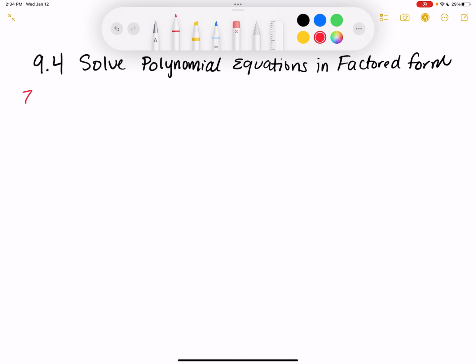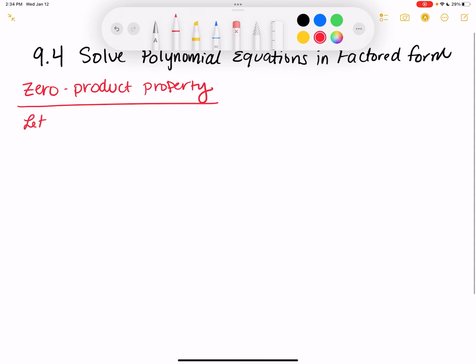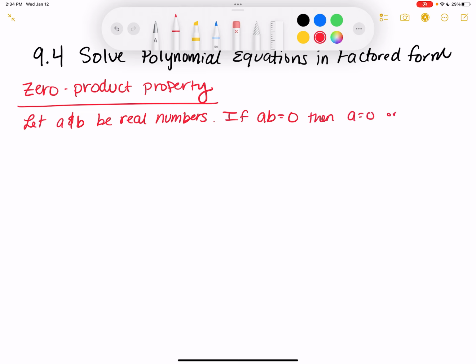Alright, so we have what we call the zero product property. Hardest property you'll ever hear. Just very sarcastic in case you didn't catch that. Let A and B be real numbers. If A times B is equal to 0, then A is equal to 0, or B is equal to 0, and that's it.